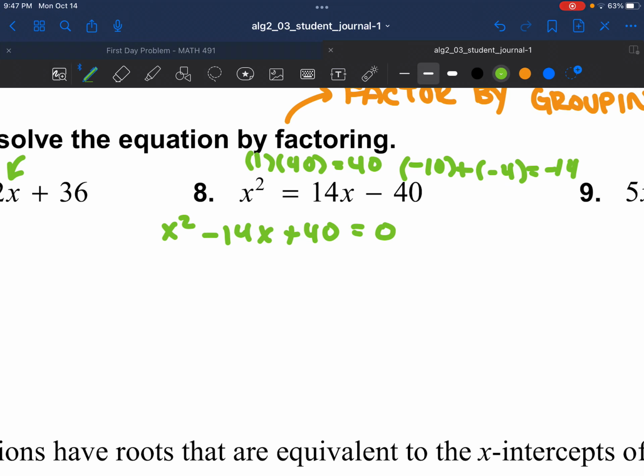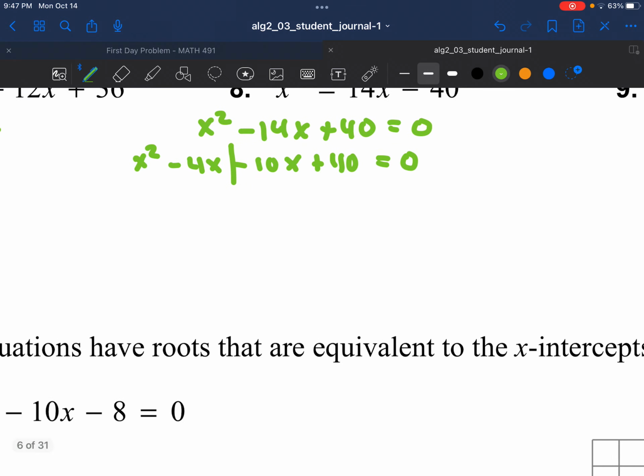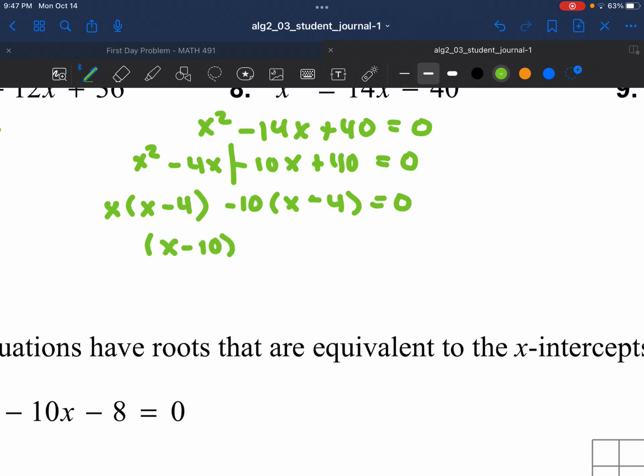Okay. So, split the middle term. x squared minus 4x minus 10x plus 40 equals 0. Split down the middle. These two on the left have an x in common: x minus 4. These two on the right have a negative 10 in common, and I'm pulling a negative out because the 10 is negative. So minus 4 equals 0. And now we will have x minus 10 and x minus 4 equals 0.